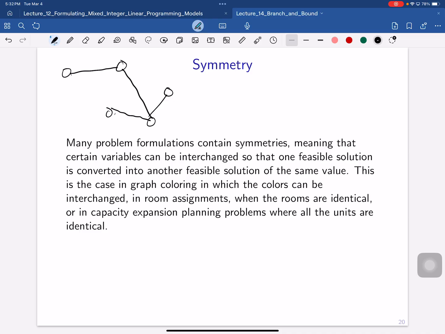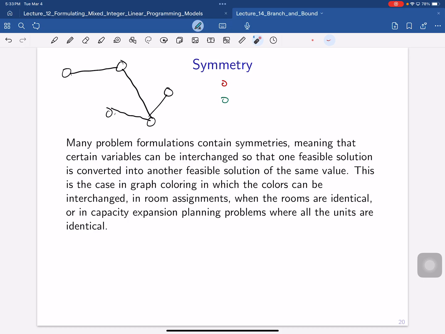Right, so I have 5 nodes in this graph. Now one of the graph coloring problems could be: I give you the option to color the nodes red or green. All the nodes have to be either red or green, such that adjacent nodes have different colors. So I cannot color these 2 nodes both red, because then the adjacent nodes would be both red.